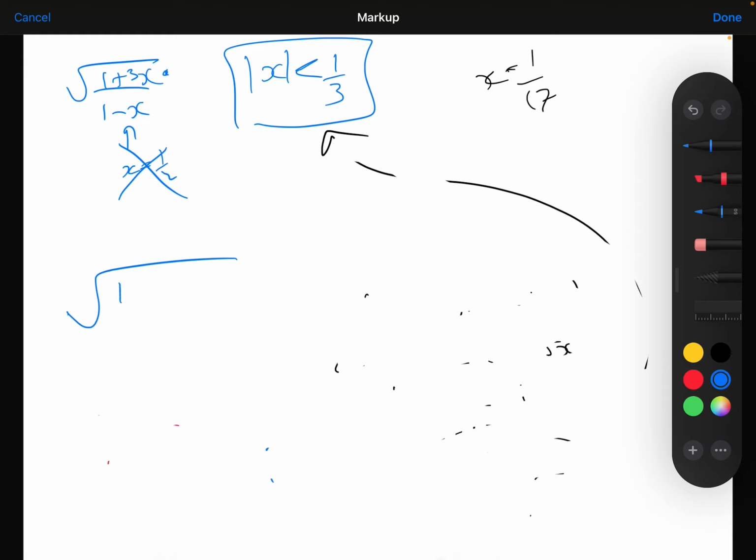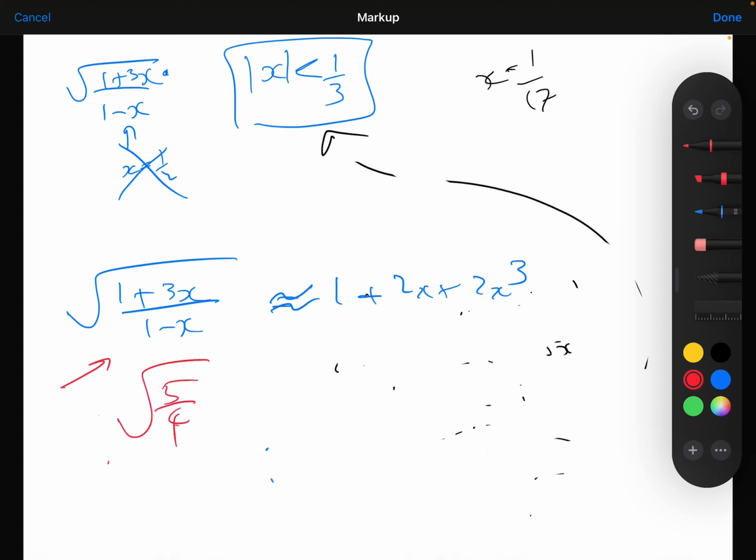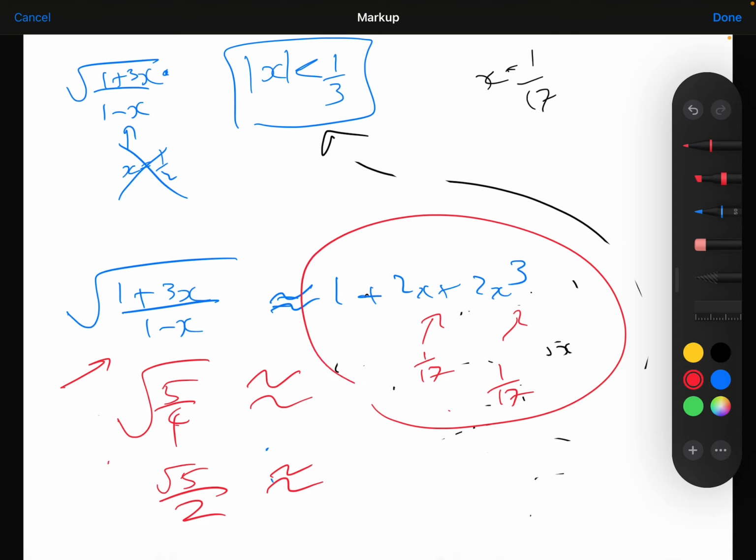So where we have our original question where we show that this is approximately 1 plus 2x plus 2x cubed, if I substitute 1/17 in here, I know that will get me root 5/4. And I'm allowed to substitute 1/17 in here and here because it is valid. On the left-hand side here, the root 5/4, I can simplify all of this to be root 5/2. And this is why I picked a 4, because it gives a nice 2 there. I can work out all this easily.